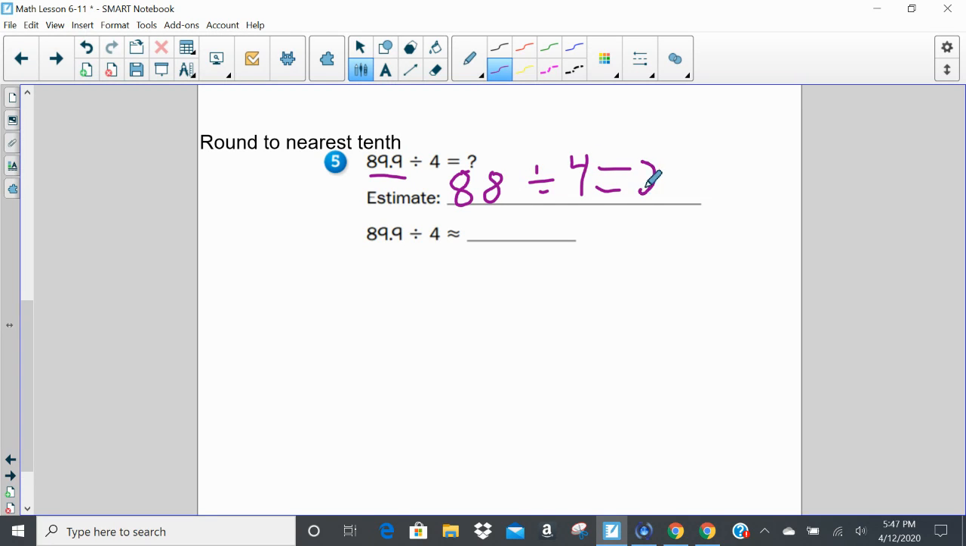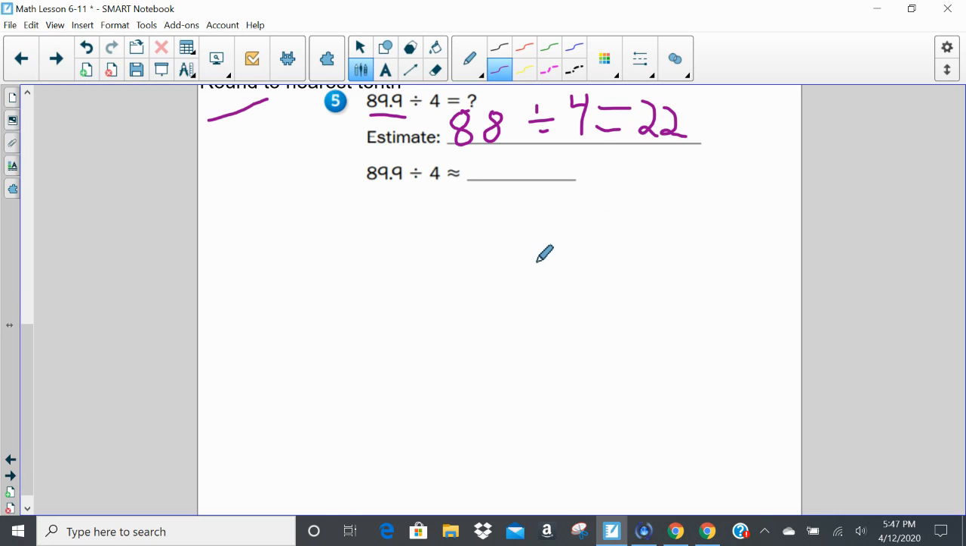It's still mental math. 2. 4 into 8 again. 2. So our answer should be close to 22. But remember, we are estimating. And that's what that squiggly line means. That means it's not the exact answer when we find our answer, because we are rounding. Okay, so a squiggly equal sign means it's about, or it's an estimate. It's not the exact. So let's go ahead and solve this problem, and I'll show you how.